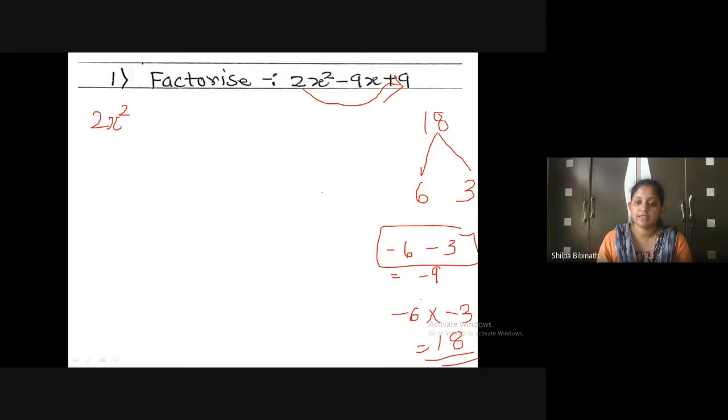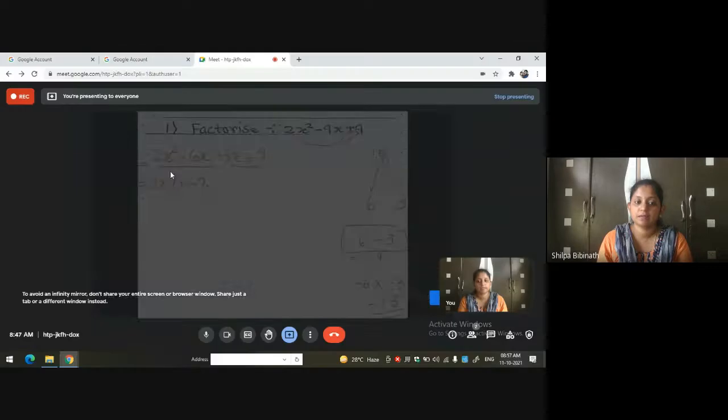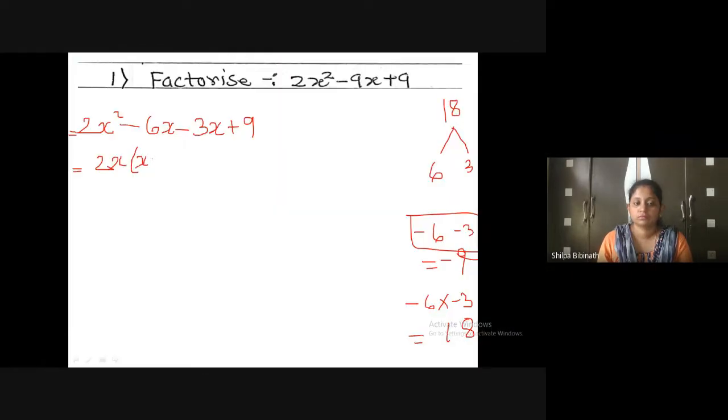First term will be as it is. Next term we will write it down, minus 6x minus 3x plus 9. First term and last term will be as it is. Now we can take two terms here and find out what can be taken as common. In the first, you can take 2x as common. What remains is x minus 2. How much are 6? 2 3s are 6. X is already there.